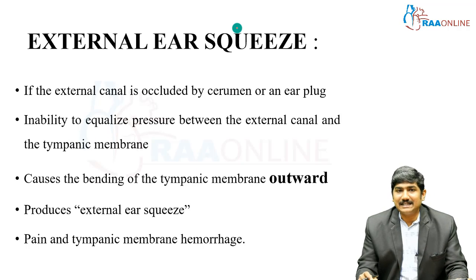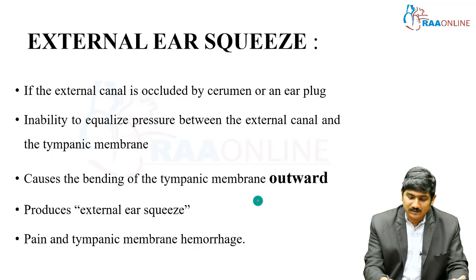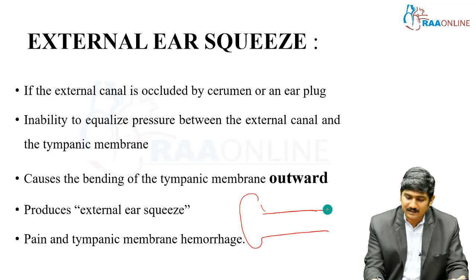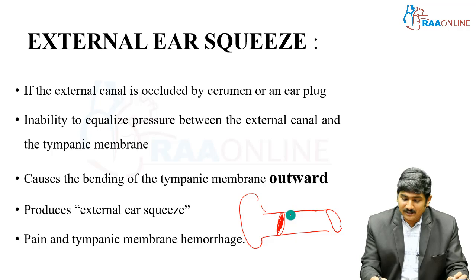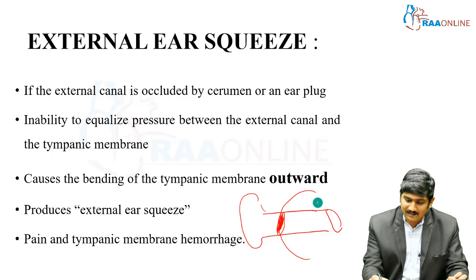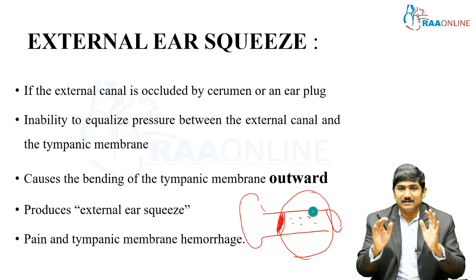Coming to external ear squeeze. What is the external ear squeeze? If the external canal is occluded by cerumen or an ear plug, okay. So, this is the pinna, this is the external auditory canal, this is the tympanic membrane. Now here is cerumen, that's wax, that's plugged in. So, now this itself is a cavity, can you see that? There will be air here also, the same mechanism happens there as well.